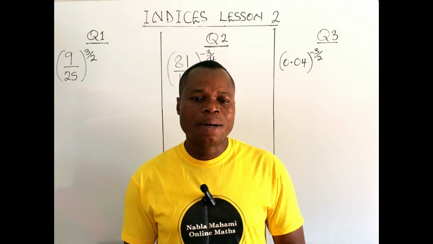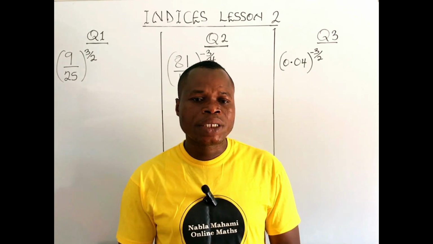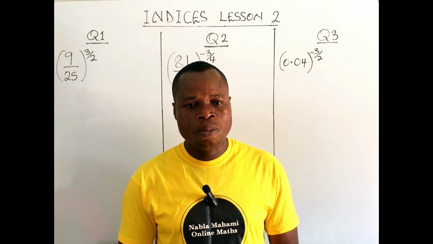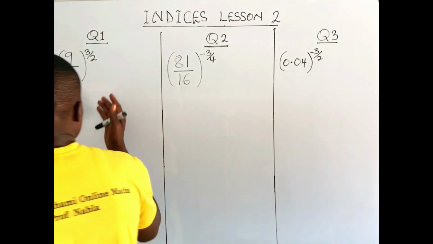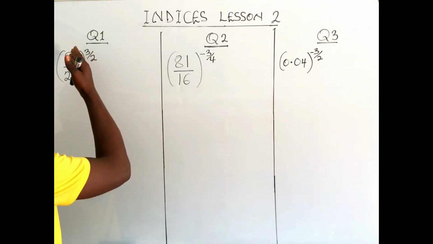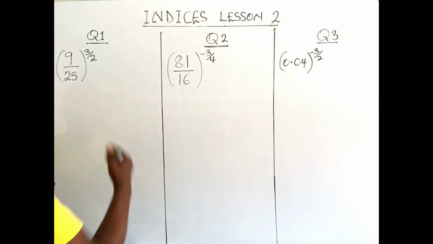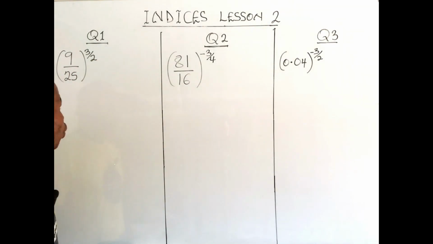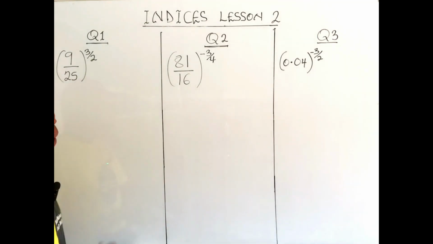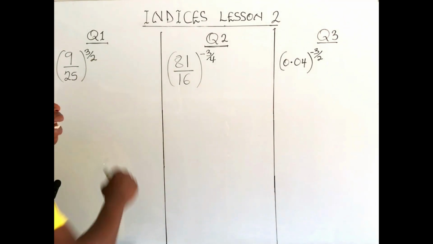Today, I have some examples on the board to illustrate how you can use some of the basic rules to solve index notation form questions. So on the board, our first question is how to simplify 9 over 25 all to the power 3 over 2. The exponent here is a fraction. So if you are to simplify something in index notation form and the exponent is a fraction, you first check the denominator of the power. And you can see that in 3 over 2, the denominator is 2.